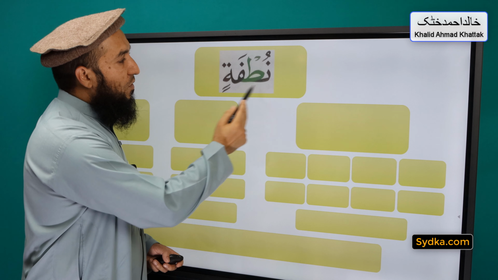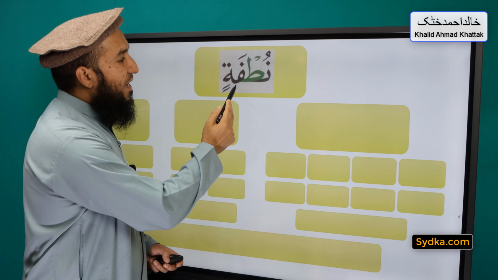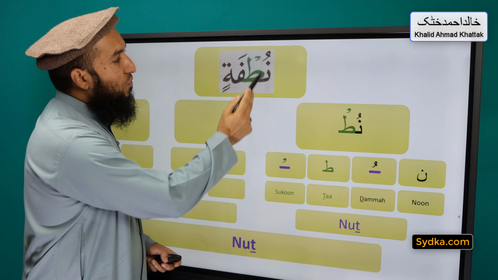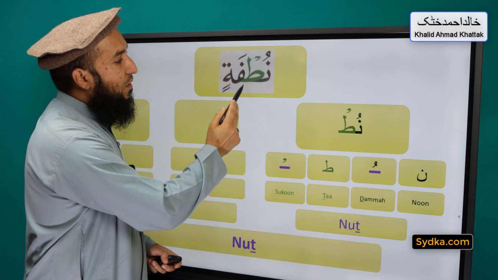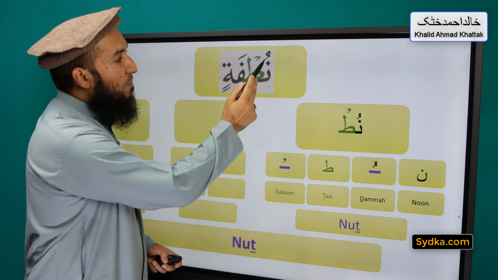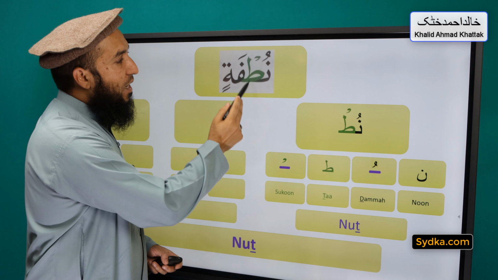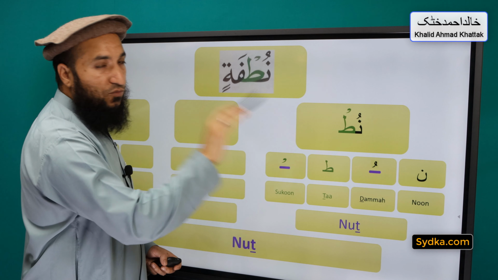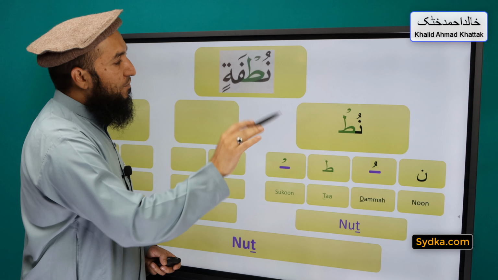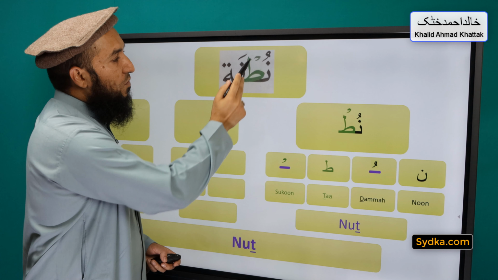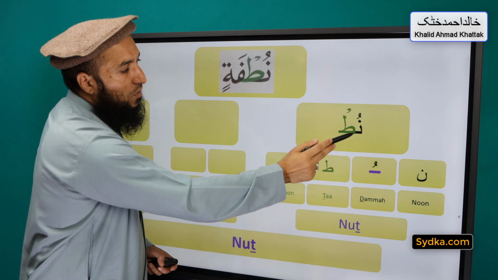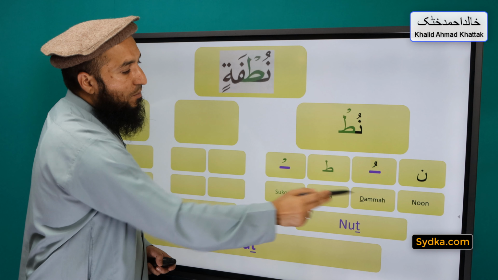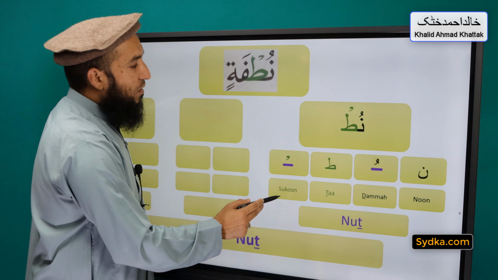The first one is نطة, the second one is fa, and the third one is tin. So the first syllable we have is noon dhamma ta sukoon nota. Noon is a light letter, it has dhamma on top of it, it is followed by ta, and ta has a sukoon. And ta has the property of qalqala, extra movement and vibration of the makhraj. Noon dhamma ta sukoon nota.